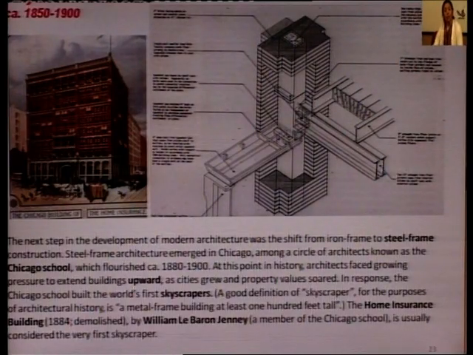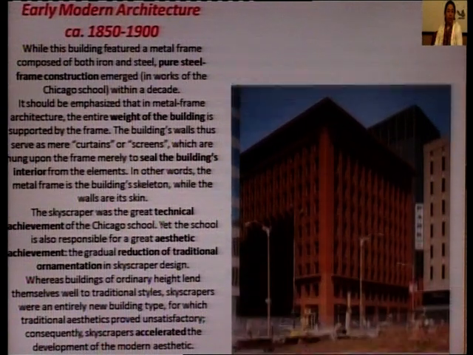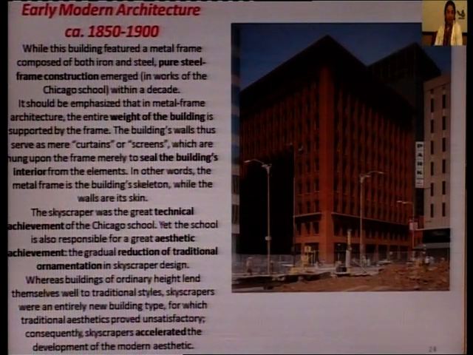And what you see on the right is the development of the skyscraper, the building now encased in concrete. It's a steel frame building encased in concrete for waterproofing and for fire safety. While this building of the Chicago School, composed of iron and steel, pure steel frame construction, emerged within a decade. So within the next 10 years, we find that the entire weight of the building is supported by a frame.